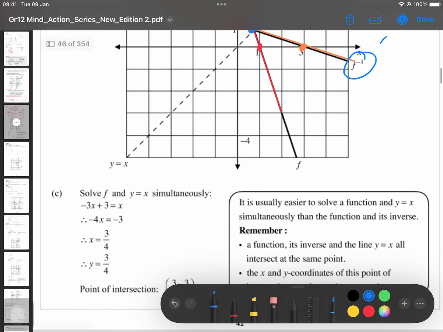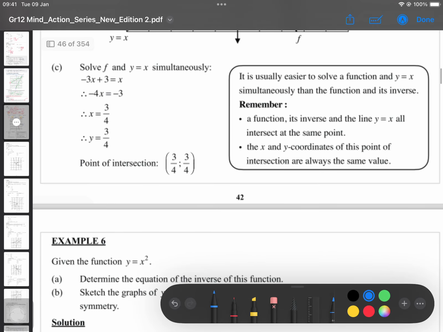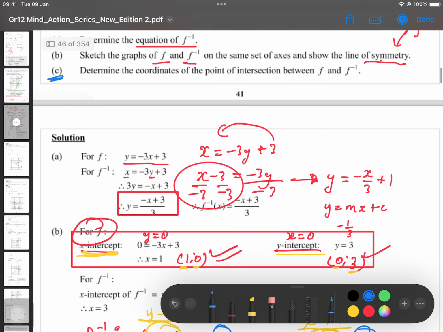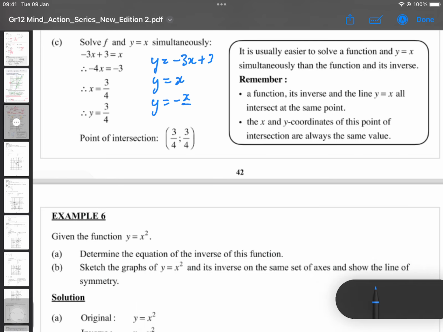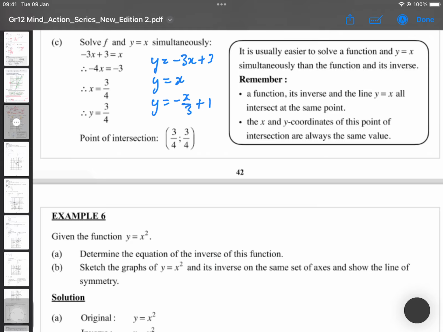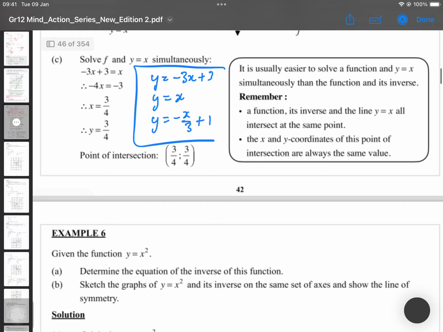Again, let's understand what we have for C. So for C, you have f. Let me just put them as y. You have y equals to negative 3x plus 3. You have y equals to x. You also have y equals to the inverse, which was minus x over 3 plus 1. Now, that's where all of them meet.